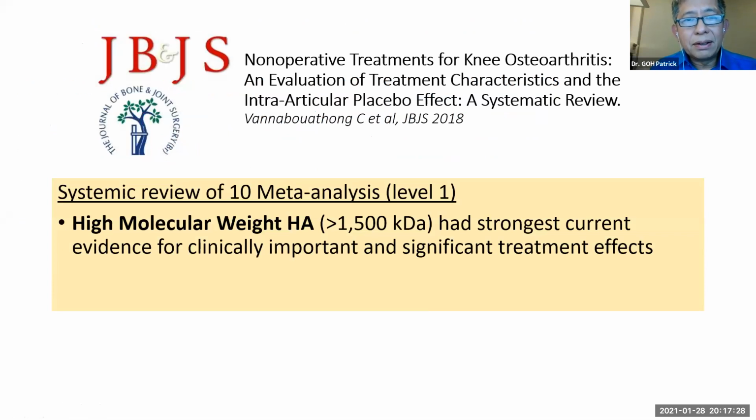Now, this is another review which appeared in JBJS 2 years ago, a systematic review, again, of 10 meta-analyses. There are so many meta-analyses now that you have to do systematic reviews of them. The conclusion was that high molecular weight HA has the strongest evidence for clinically important and significant treatment effects. In this same review, platelet-rich plasma also came out positive with the highest effect, but it was much more inconsistent compared to hyaluronic acid.